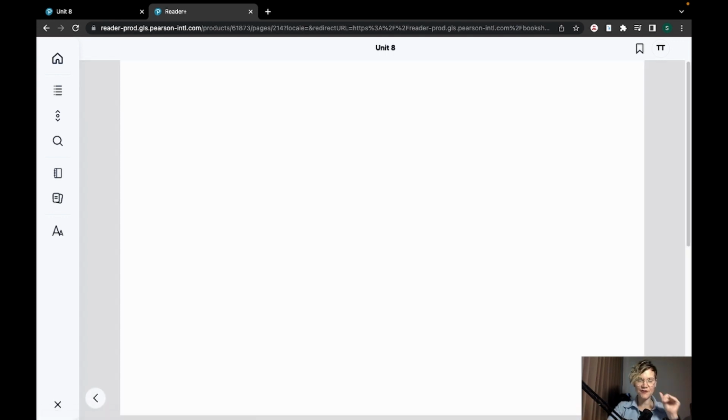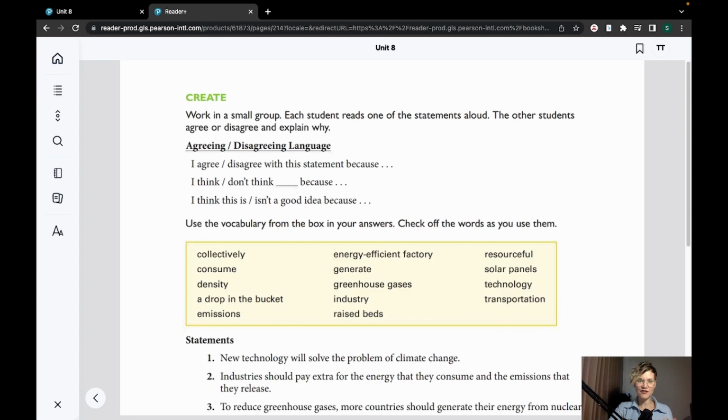Very good. That brings us to the part of creating. You know this already mostly. We then use those same words to create something, to do something with it. Now, in this case, you're supposed to make a small group and then read the statements out loud. And then you could respond to each other by either agreeing or disagreeing. And then you could use the language like I agree or I disagree with the statement because I think, or I don't think because, or I think this is, or this isn't a good idea because. And then you use the vocab in the box.